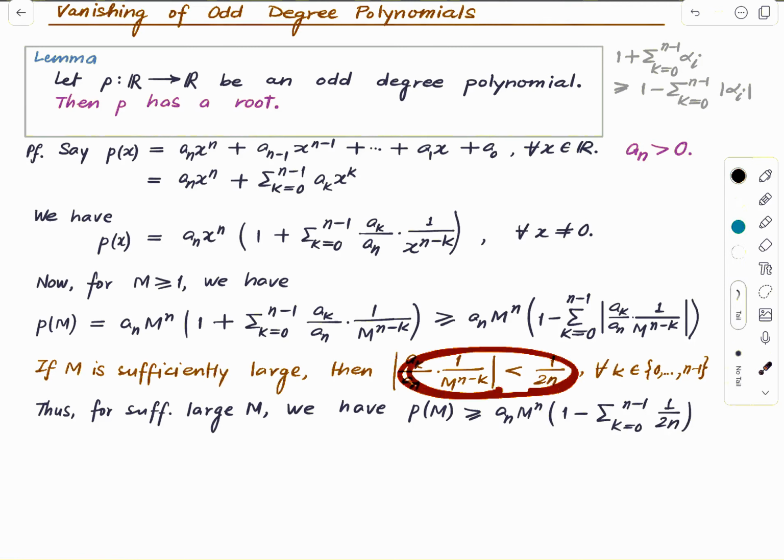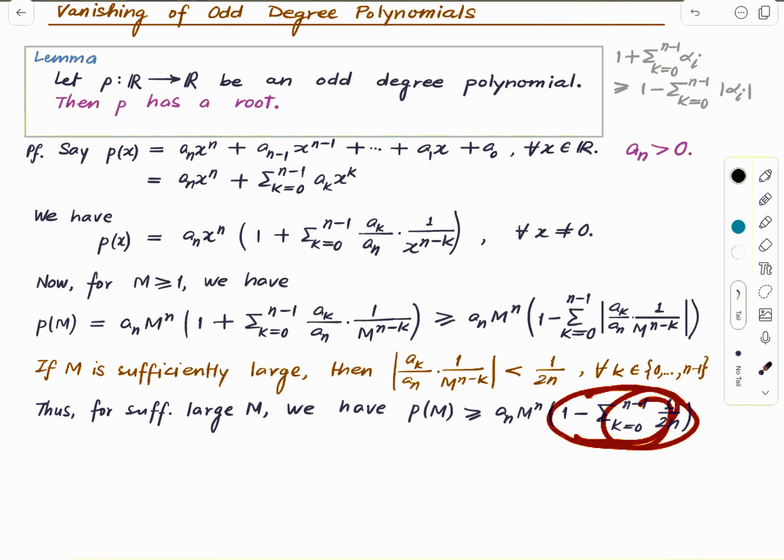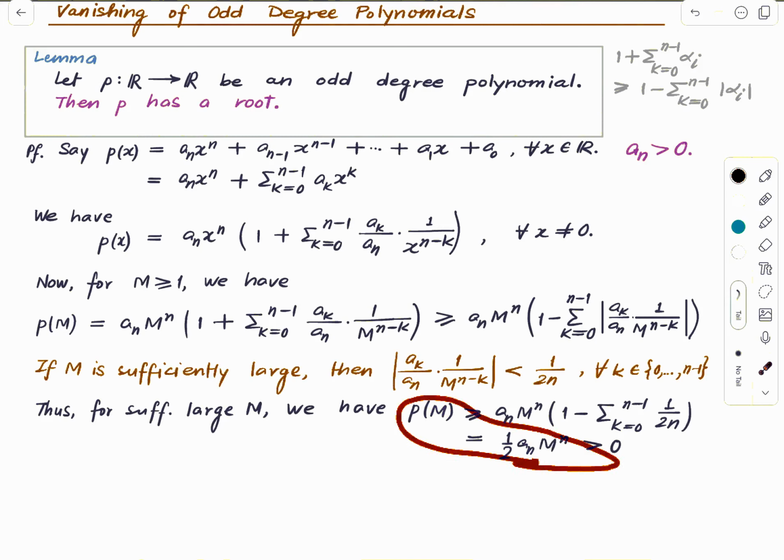Just use this bound on every term. So what is this? This is a half, because there are n terms, and every time we are adding 1 by 2n. So this is a half, and hence this thing is equal to half of this, but this is a positive thing, right? Because a_n was positive, and hence this is positive. So for sufficiently large integers m, we get a positive value of the polynomial.